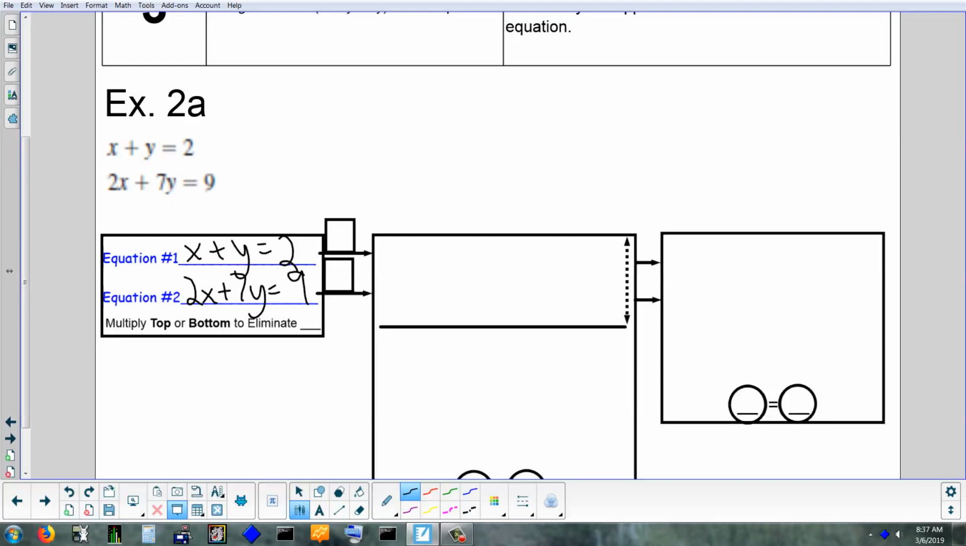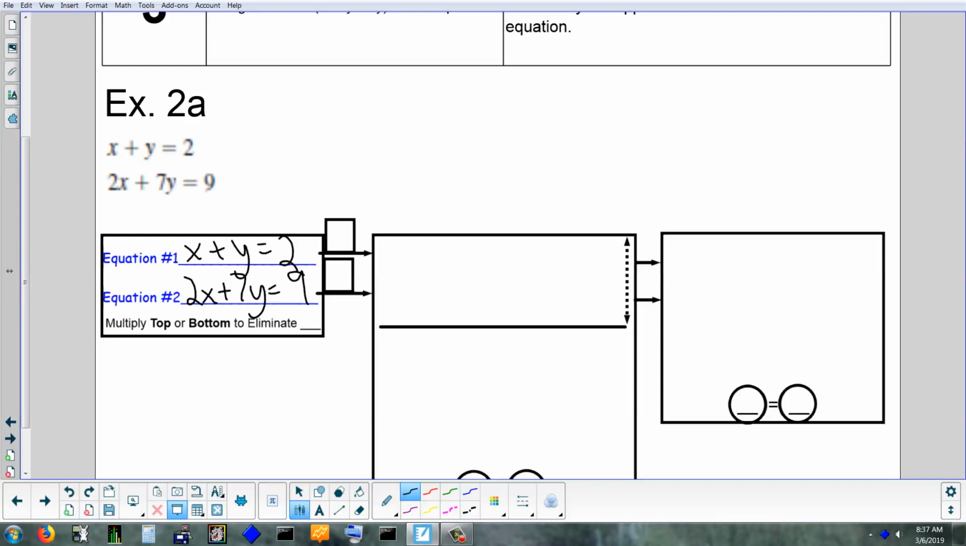Situation 2. Someone tell me what's situation 2. What am I looking for? We just did it. What am I looking for in situation 2? If you have to look in your notes, that's fine. Chris? Same number, same variable. No, that's for situation 1. In situation 2, I'm going to have to do something to get it to be that. Same number, same letter, different sign. What am I looking for?